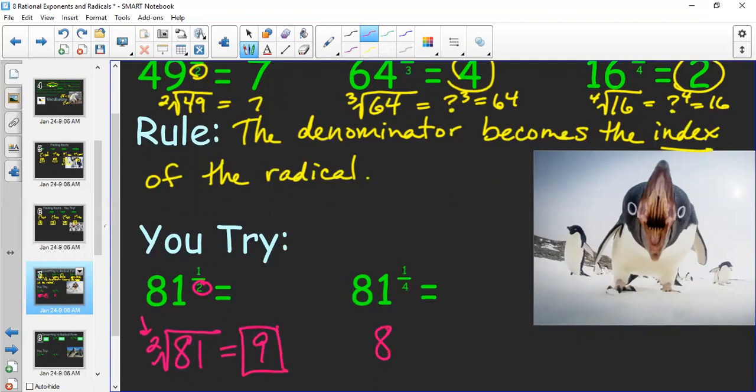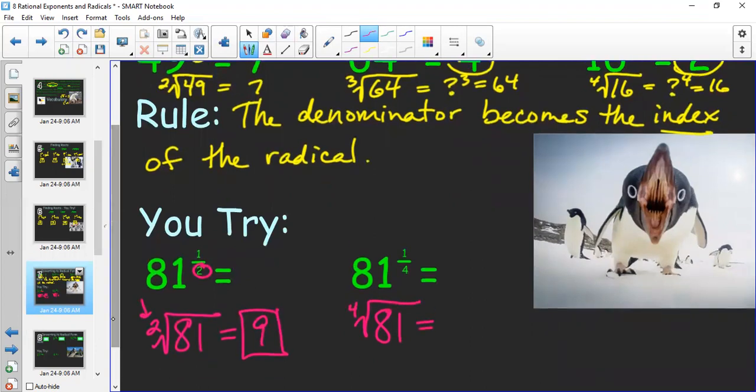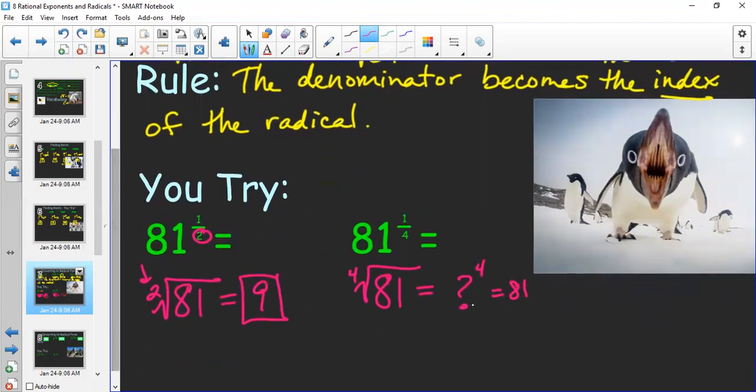Again, 81 is our base. So it's going to go underneath the radical, and it's going to be to the 4th. The index is going to be 4. So the 4th root. All right, so what number to the 4th power is going to give me 81? That answer would be 3. 3 to the 4th would give me 81.